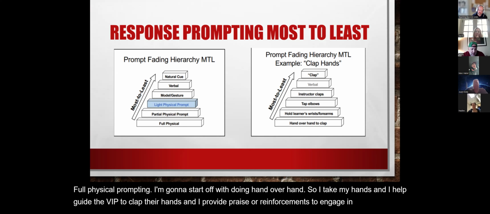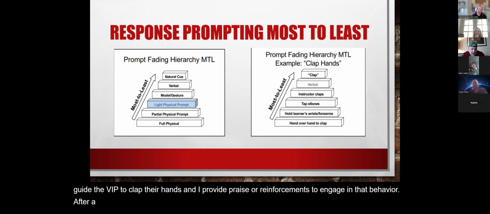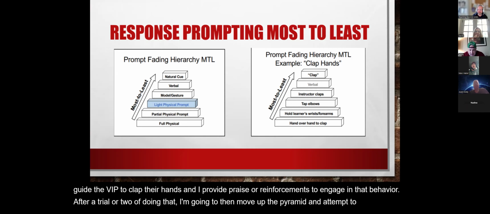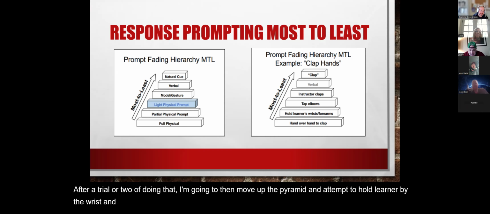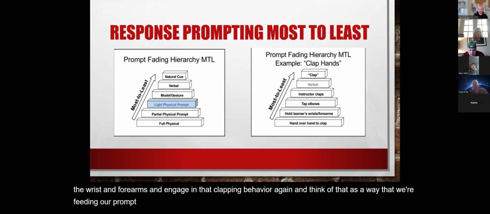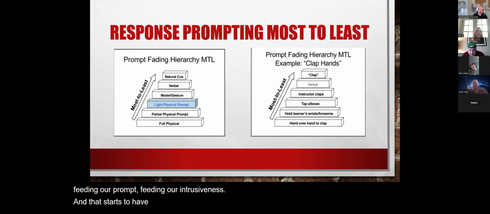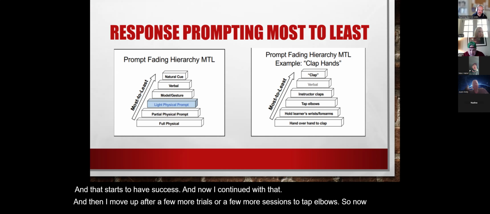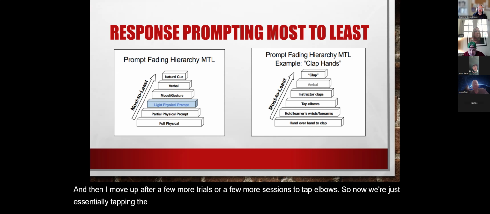Well, after a trial or two of doing that, I'm going to then move up the pyramid and attempt to hold the learner by the wrist and forearms and engage in that clapping behavior again. And think of that as a way that we're fading our prompt, fading our intrusiveness. And that starts to have success. And now I continue with that. And then I move up after a few more trials or a few more sessions to tap elbows. So now we're just essentially tapping the VIP's elbows. Hopefully they will engage in that clapping behavior then.